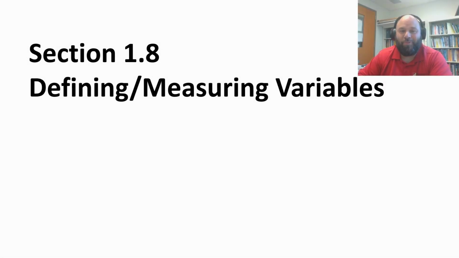Welcome to section 1.8. In this section, we're going to talk about how to define variables, how to measure values of variables, and we're going to talk about some challenges in measuring variables, and we're going to talk about what happens when the variable you're interested in isn't observable, but can be calculated from variables that are observable. But let's start by defining and measuring variables.